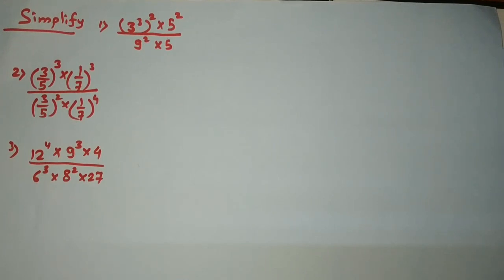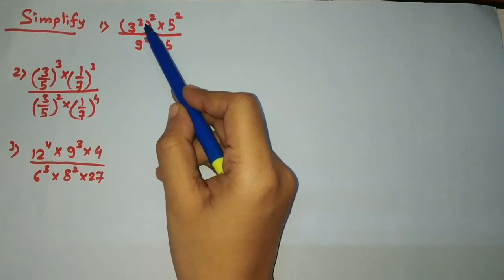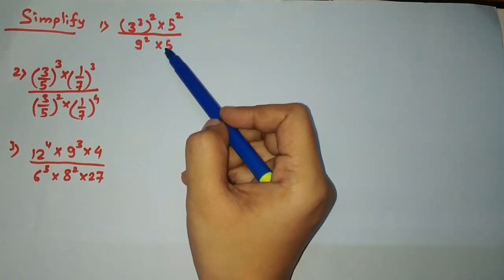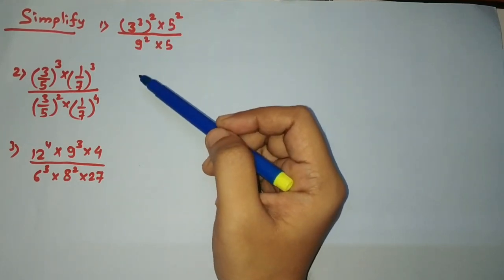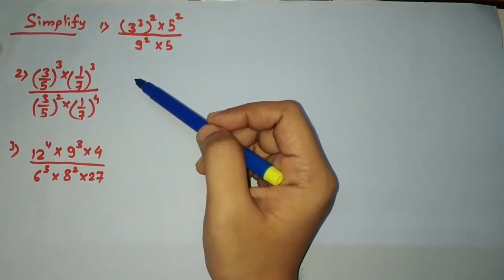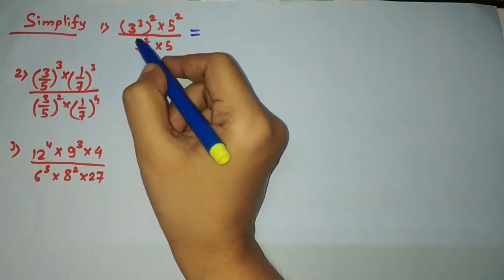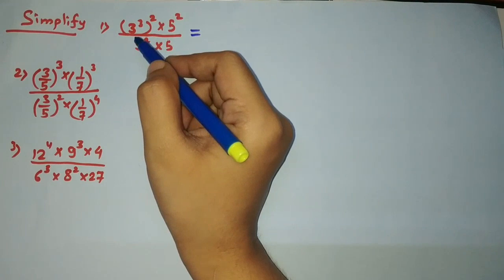Now friends, we will simplify these questions. So let's check out. We need to simplify here 3 square to the power 2 into 5 square divided by 9 square into 5. Friends, we can easily simplify them. Just try to write them in terms of equal bases and then you can divide them. So here we need to know the laws that we have seen in the exponent.